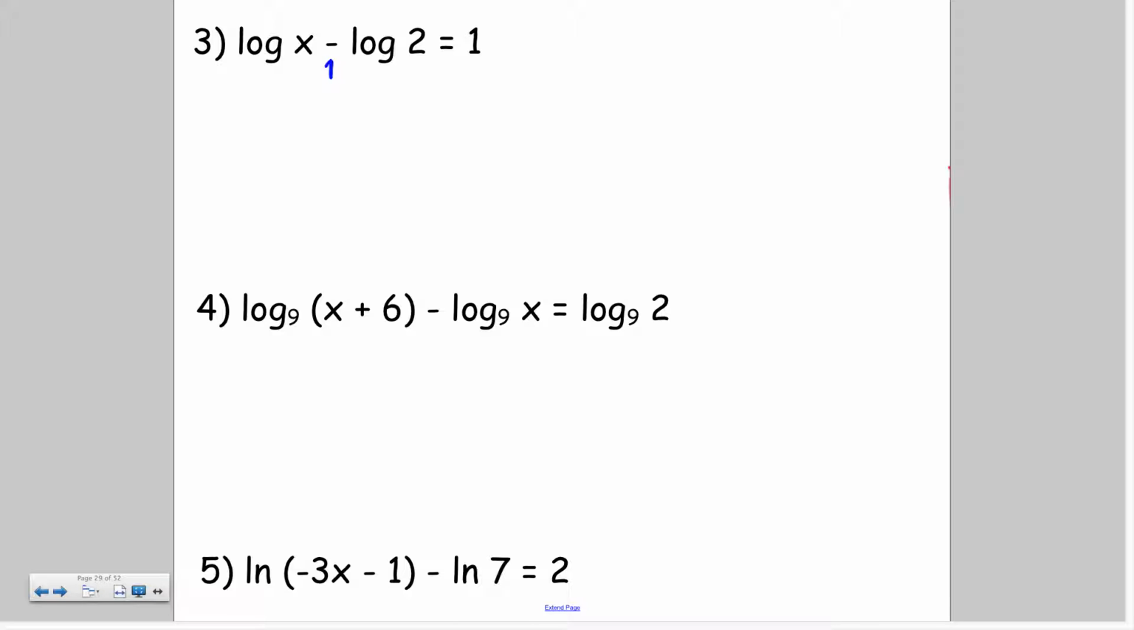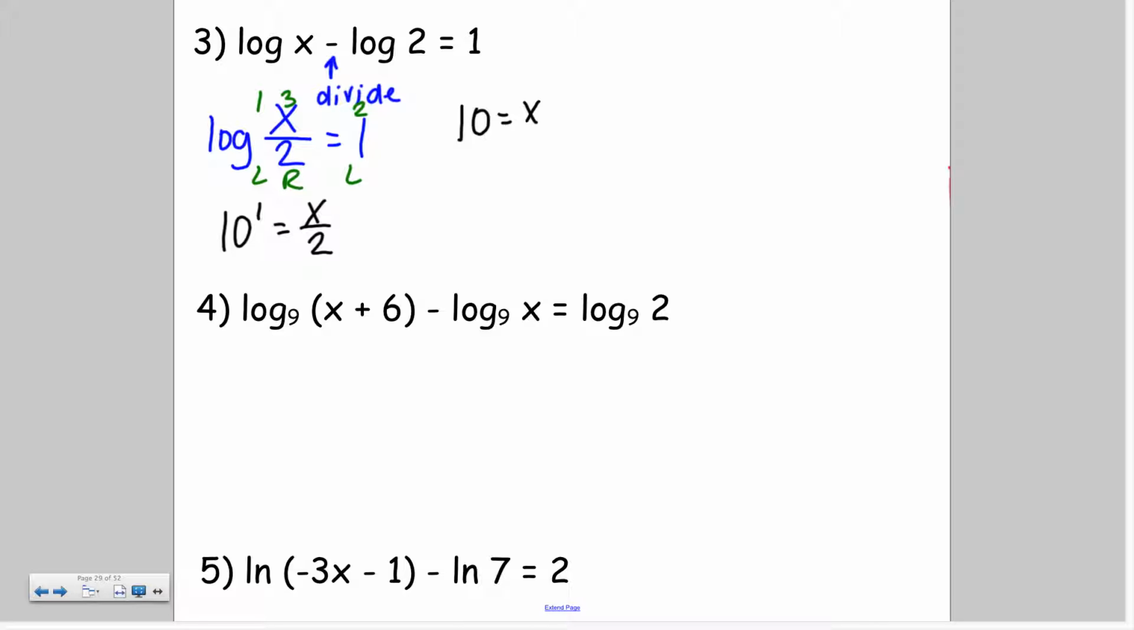We are subtracting, so that means we're going to divide. All right? So we have log of x divided by 2, and that's equal to 1. Now, left, right, left, 1, 3, 2, whichever one you like. There's not a base there, so we know it's a 10. So 10 to the first is equal to x over 2. Well, 10 to the first is 10. And that's still going to equal x over 2.